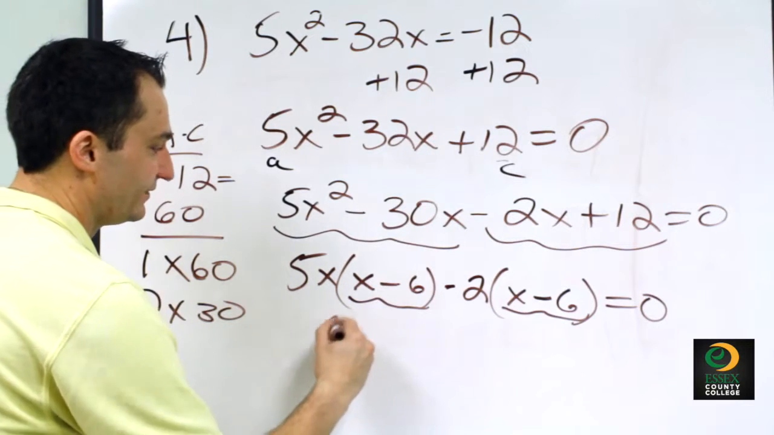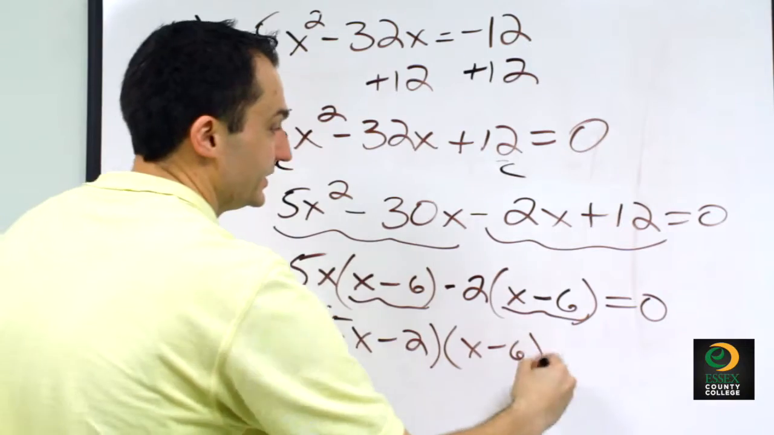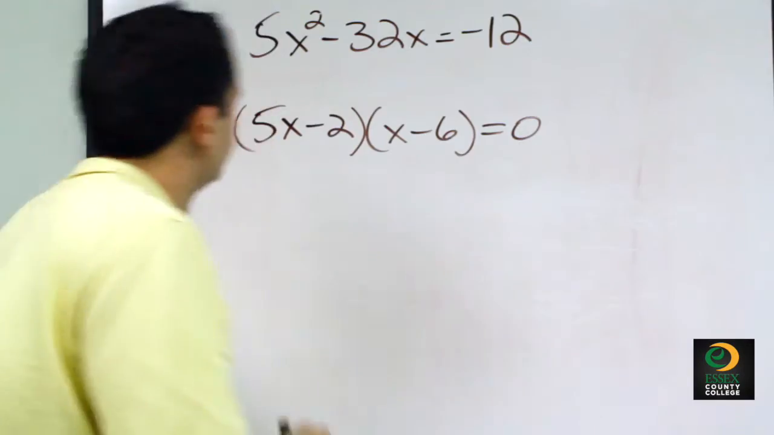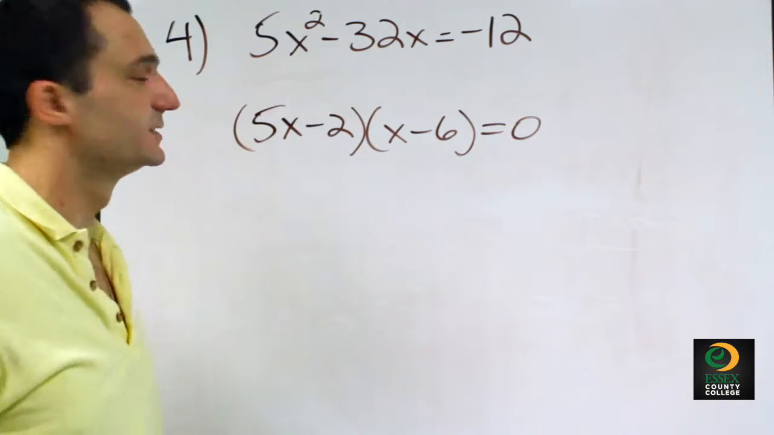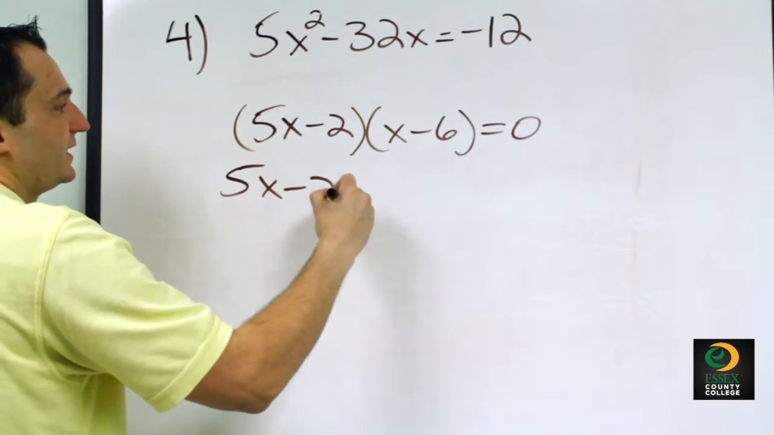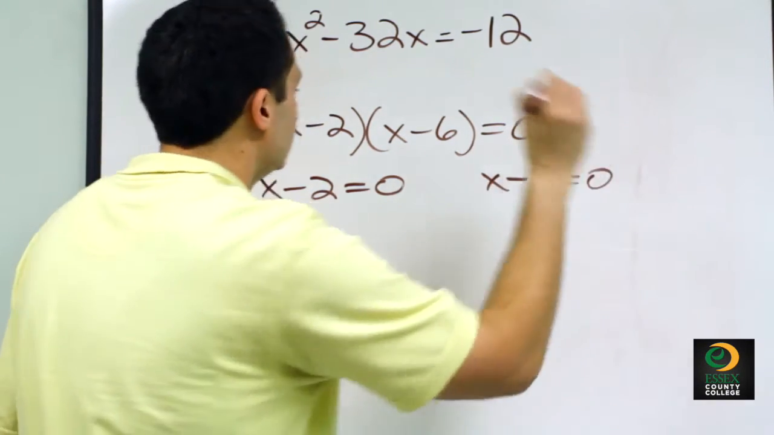We're going to take the 5x minus 2 times x minus 6, and that is equal to 0. So now, since we have 5x minus 2 and x minus 6, we're going to set both of these terms equal to 0 to solve the equation. So 5x minus 2 equals 0, and x minus 6 equals 0.